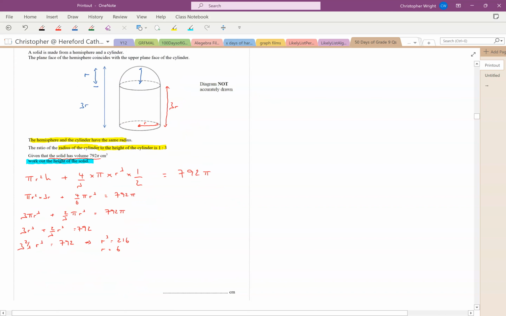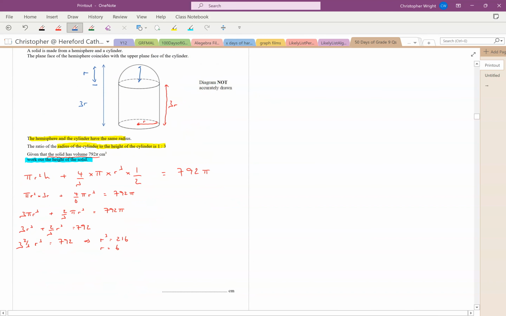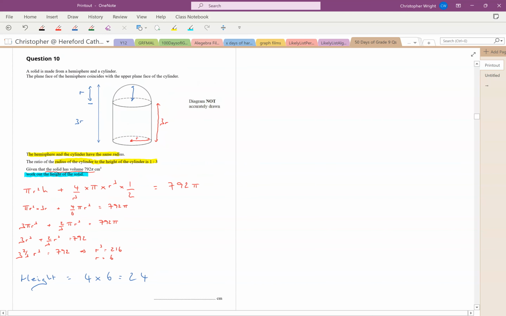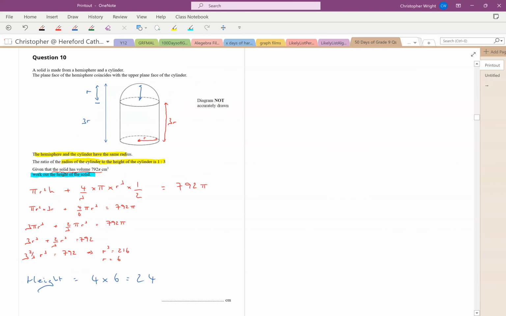So the height of the whole solid is 4r. So 4 times 6, 24 centimetres. And that is question 10 done.